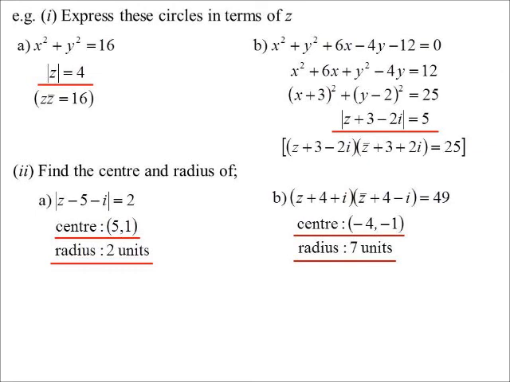Remember, if ever you're unsure with any of these, you can always replace the z with x plus iy, and then just go back to coordinate geometry, and hopefully you'll recognise the Cartesian equation of what you come up with.